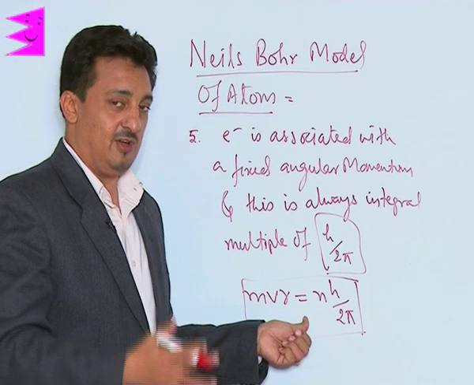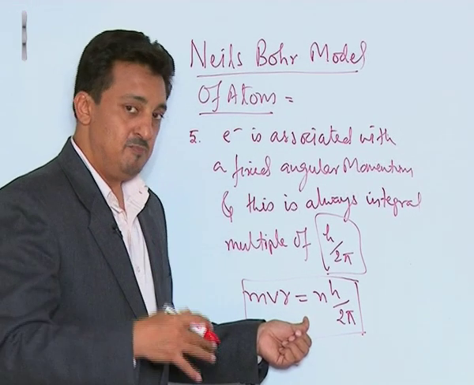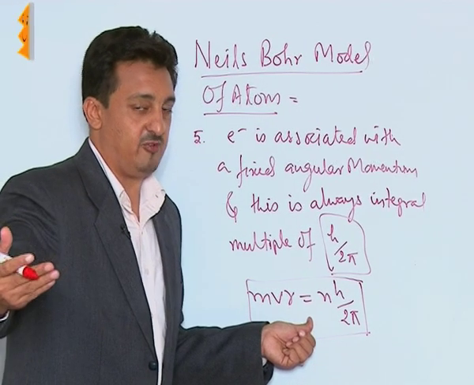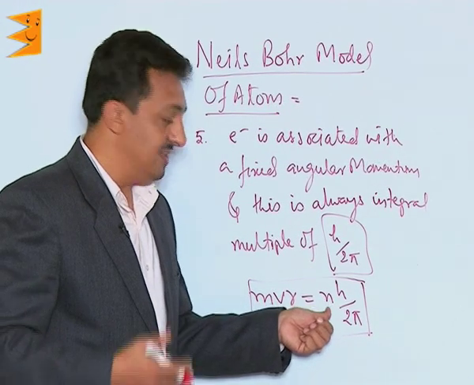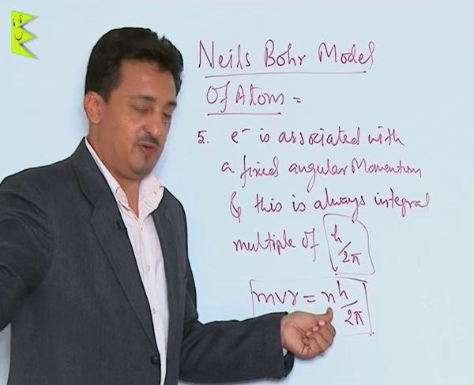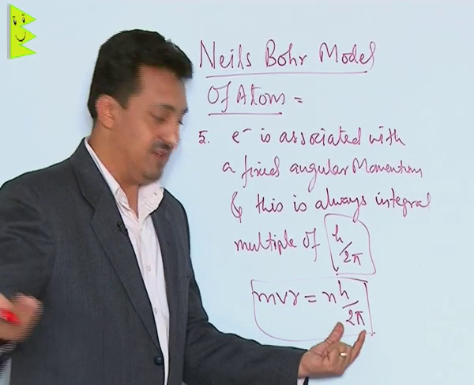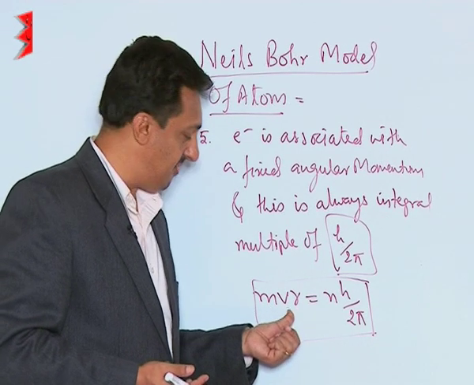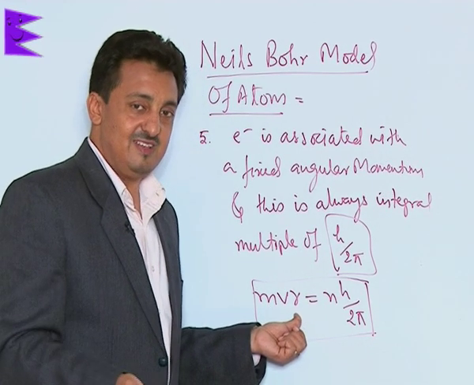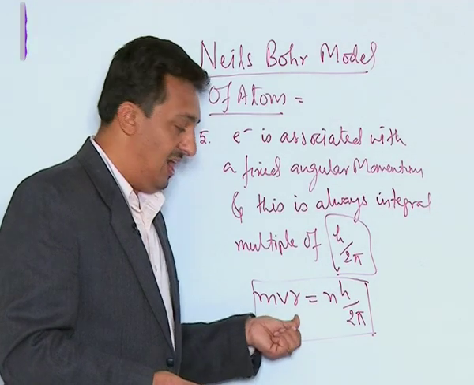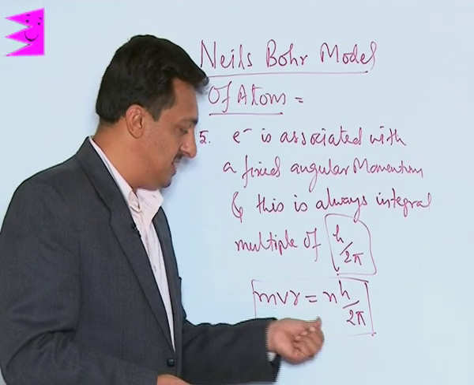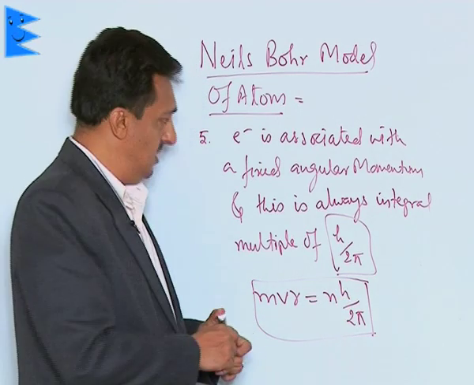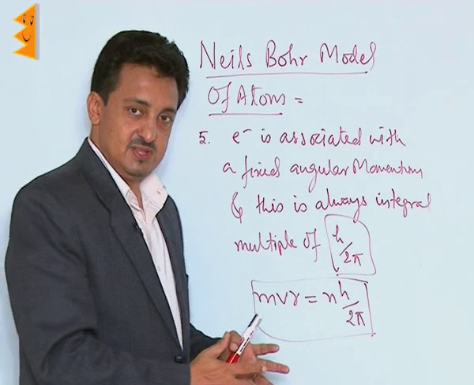He said for an electron to be in any fixed orbit, it must have a fixed angular momentum, which is always an integral multiple of h over 2 pi value. So n is any number like 1, 2, 3, 4, 5, and mvr, m is the mass of the electron, v is the velocity of the electron, r is the radius of the orbit in which it is existing. So this mvr, angular momentum, is equal to an integral multiple of h over 2 pi. So this is again the second condition.